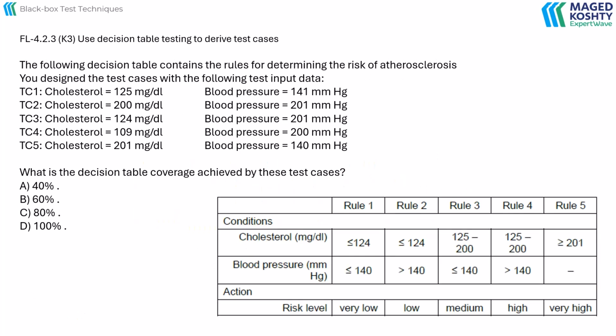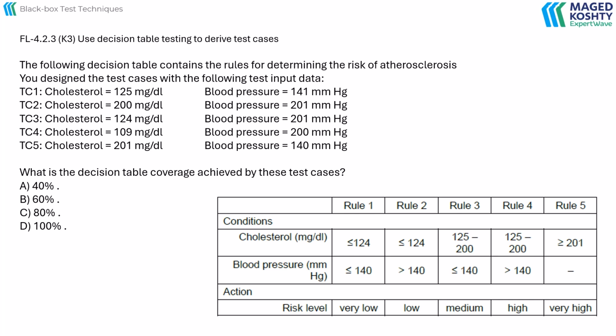Second question. The following decision table contains the rules for determining the risk of something I cannot pronounce. Then we have 5 test cases. We need to calculate the percentage of the coverage using the 5 test cases. To achieve full coverage, we need to cover Rule 1 to Rule 5 test cases. So what we need to do is execute each test case and see which rule it covers. Then we see how many rules are covered and divide by 5 to calculate the coverage percentage.